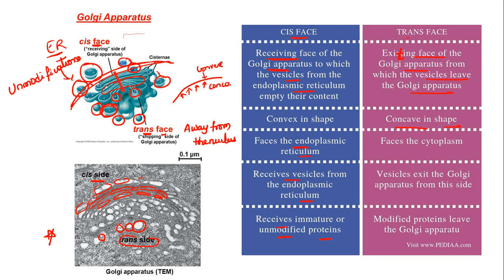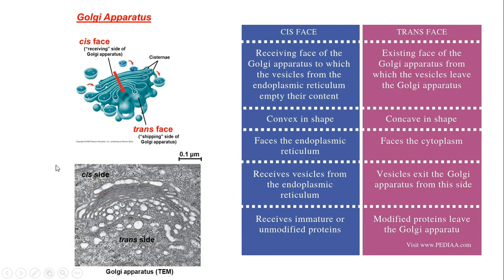This is convex and this shape is concave. Obviously when one surface is convex, the other surface is concave, and usually it faces the cytoplasm, and then vesicles come out from the Golgi complex. Here in the Golgi complex, proteins are modified and they leave the Golgi complex. Here in the cisternae, let me erase the ink to show you clearly.